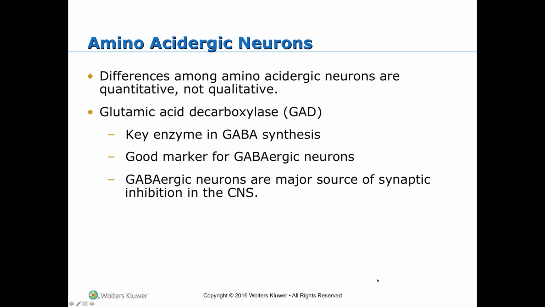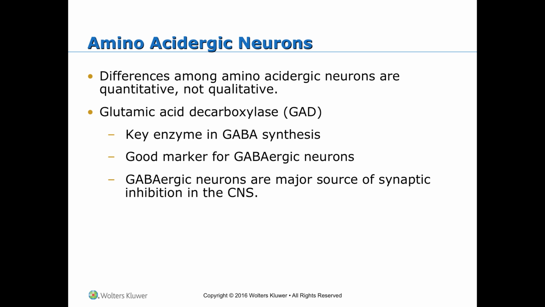So differences among amino acid neurons are quantitative and not qualitative. Glutamic acid decarboxylase is a key enzyme in GABA synthesis. This is a good marker for GABAergic neurons because ideally glutamic acid decarboxylase, if it is creating GABA, should only be present in GABA-containing neurons. GABAergic neurons are major sources of synaptic inhibition in the central nervous system.